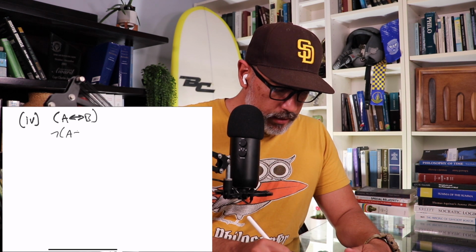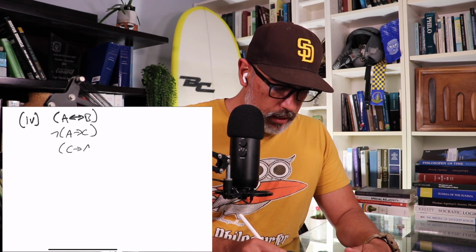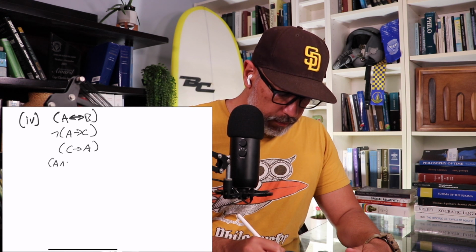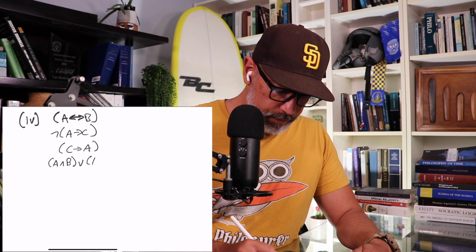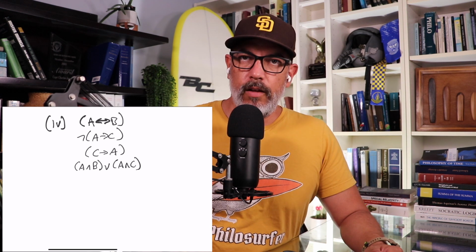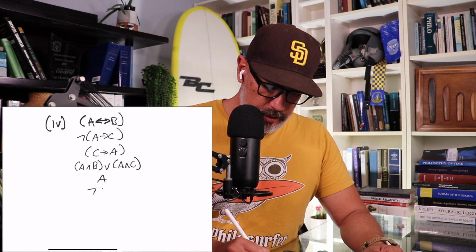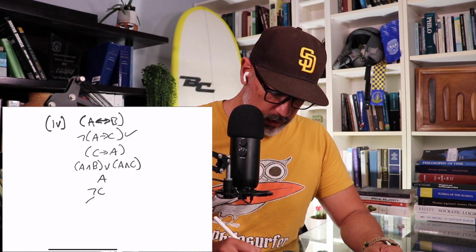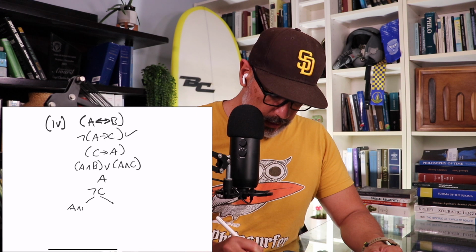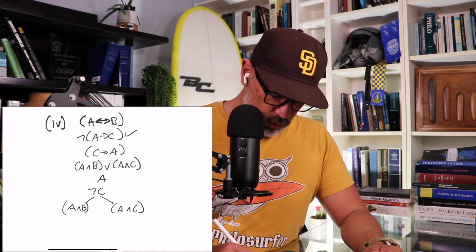4, A if and only if B, not if A, then C, if C, then A and B, or A and C. First, let's do the not if A then C, and that looks like this. Check. Then we'll do that disjunction, A and B or A and C. So that looks like this. A and B, A and C, check.